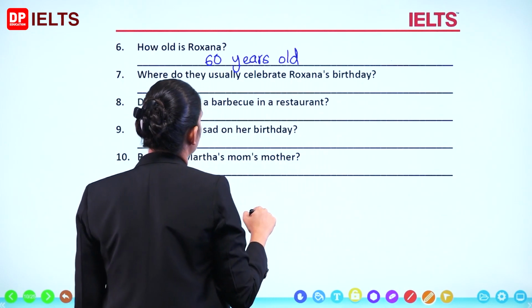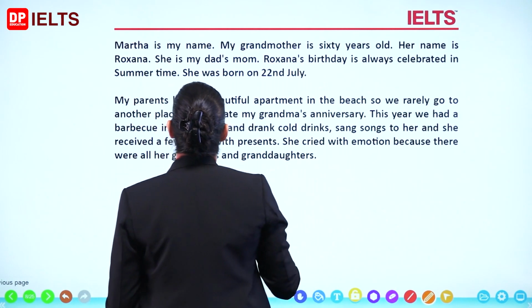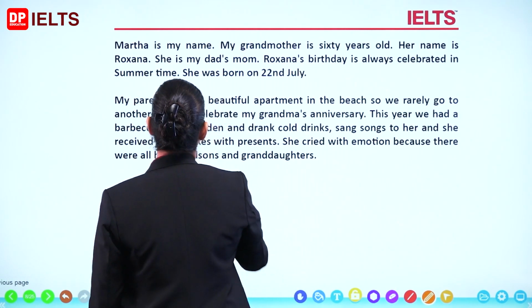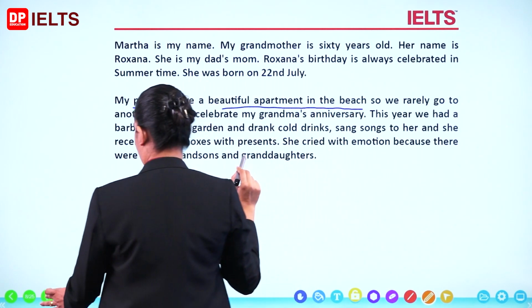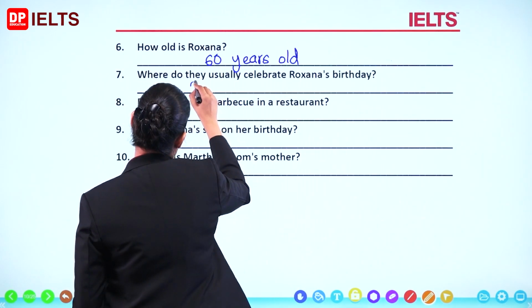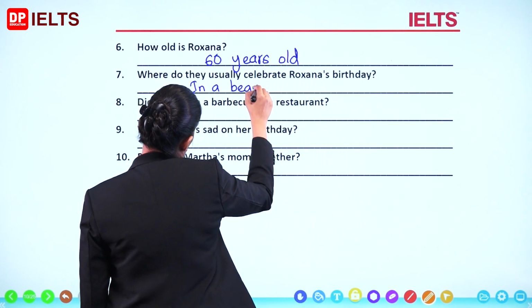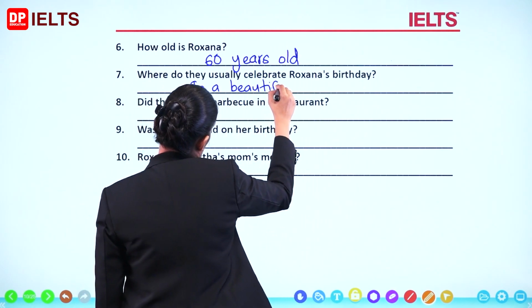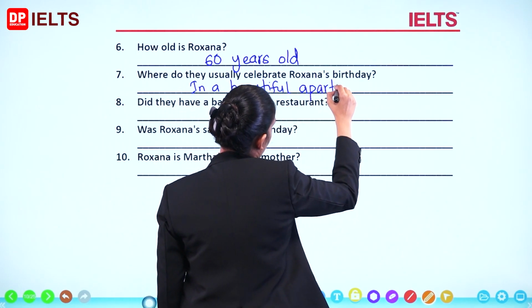Where do they usually celebrate Roxana's birthday? In a beautiful apartment by the beach.